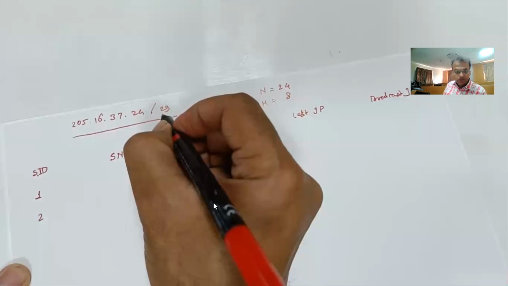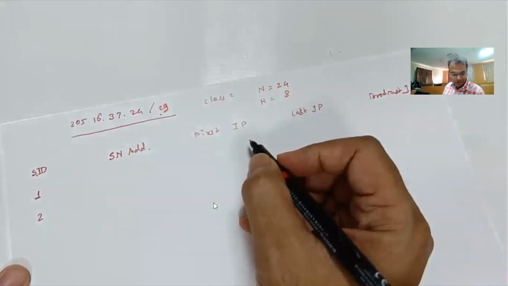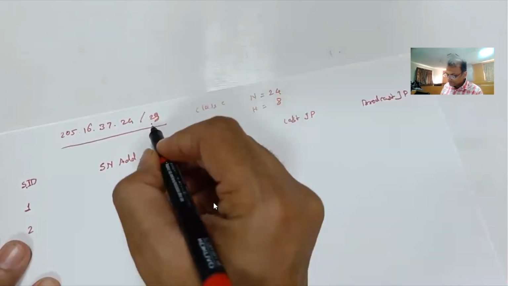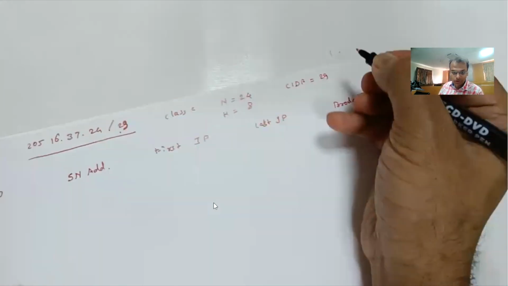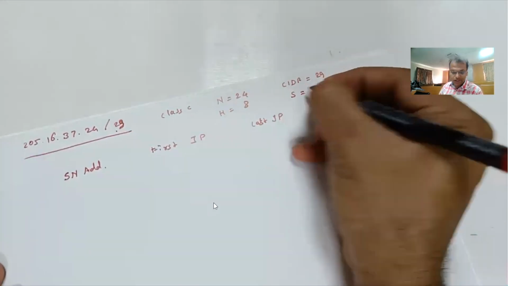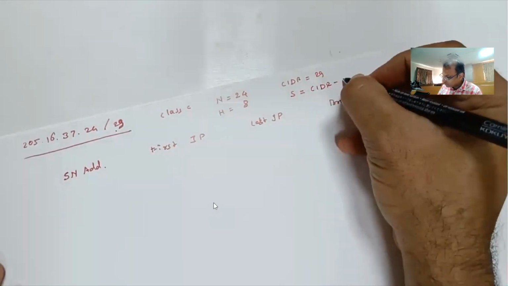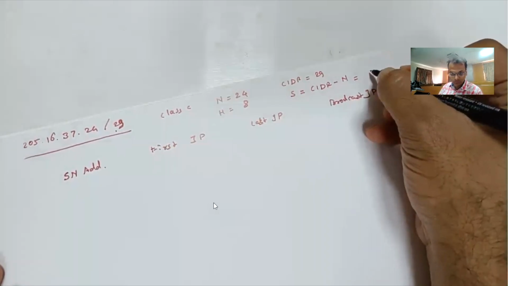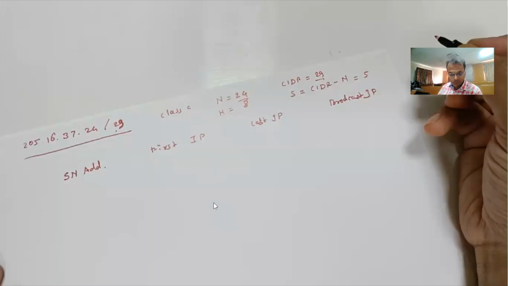What is given here? 29 host bits. Right? I'm sorry, the network bits. That means the CIDR value is 29. So number of subnet bits S is equal to CIDR minus network bits. So what is that? 29 minus 24. That is 5. Okay.